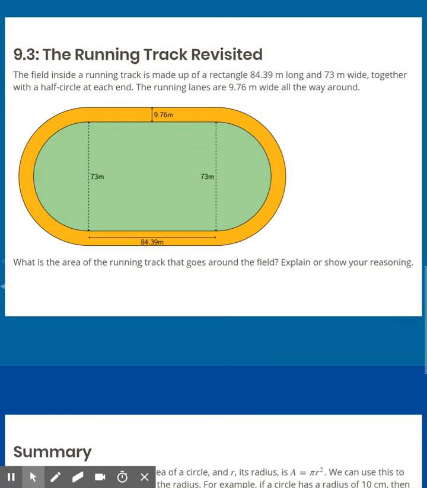3 is an optional activity, so I think I would use it if you did this track 1 earlier on in the unit, but if you didn't, I don't know that I would use it now. It's just finding the area instead of the circumference or the perimeter as we did earlier.